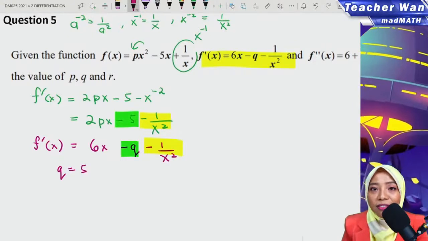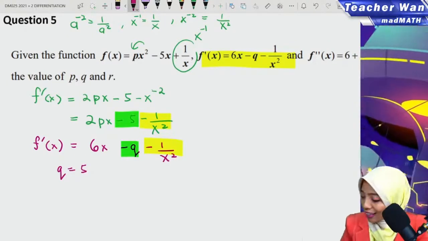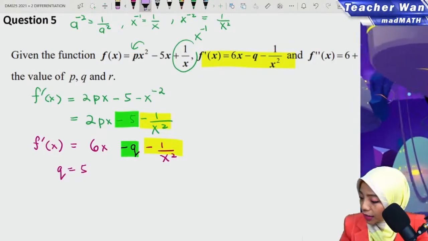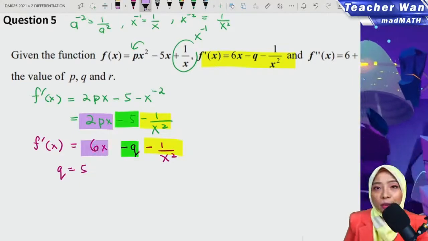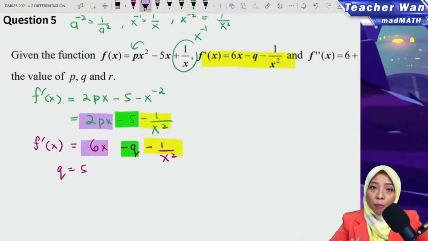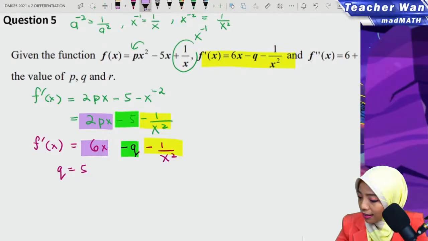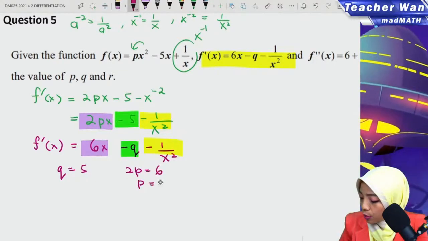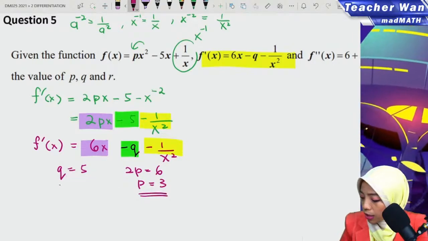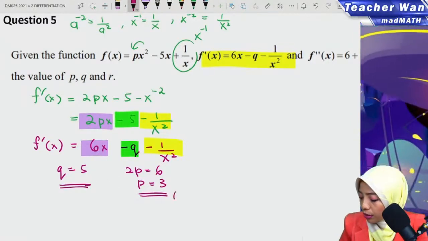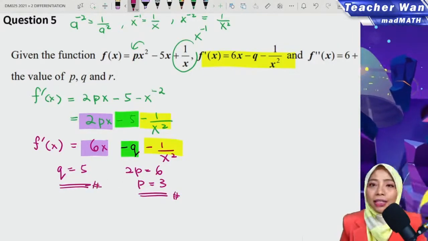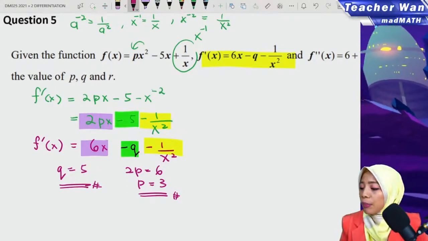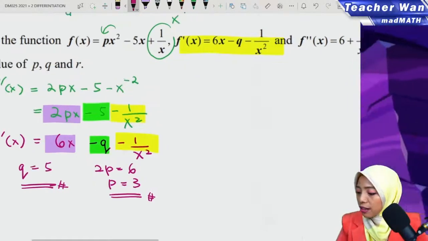Does everyone agree with me? Yeah. Okay. And then we have 2px equals to 6x, so you can compare 2p equals to 6. So p equals to 3. Killing two birds with one stone, we directly get two values. Okay, the only remaining one is R.